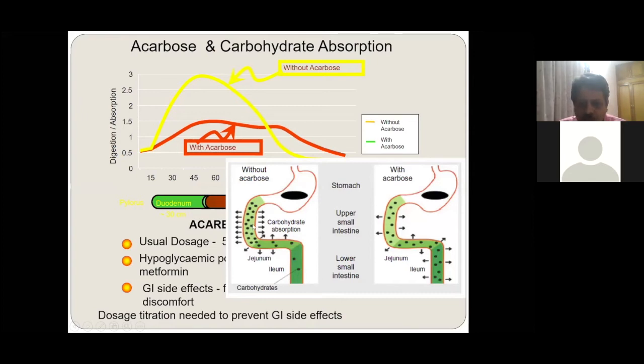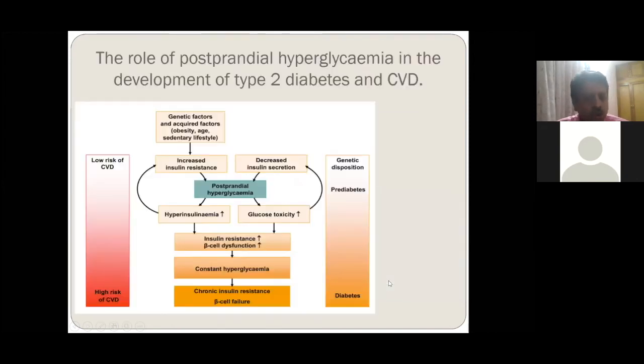When you use acarbose, absorption is significantly reduced in the jejunum, and very minor absorption happens because of the presence of the sugar in the ileum. So glucotoxicity or postprandial hyperglycemia has also been documented as a significant factor for increased cardiovascular events. All our CKD patients are at increased risk of cardiovascular events, and if there is significant postprandial hyperglycemia, it leads to more and more cardiovascular events.